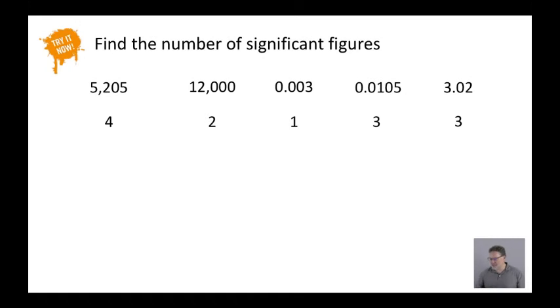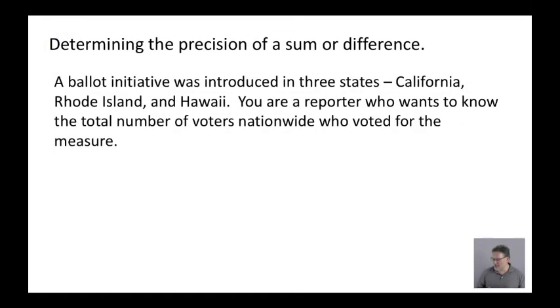Let's say that you are a reporter who is reporting on a ballot initiative that's taking place in 3 states in the United States. The first one is California, the second Rhode Island, the third one is Hawaii. You're a reporter who wants to know the total number of voters nationwide who voted for the measure. But here's the information that you're getting. It's very different from each one of the states here.